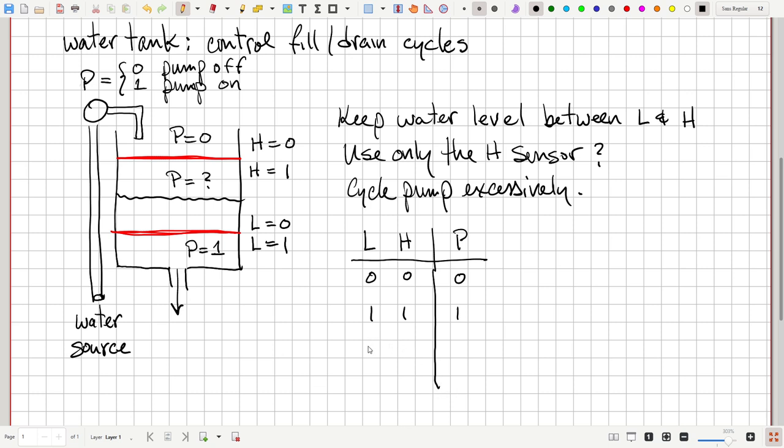Now, the question is, how about if L is 0 and H is 1, right? So we're above the L level and below the H level. Well, we don't know. It depends, is the answer. And by the way, 1, 0, where we're below the L level and above the H level, is impossible. So this would be a don't care in our logic function, because it can never happen.